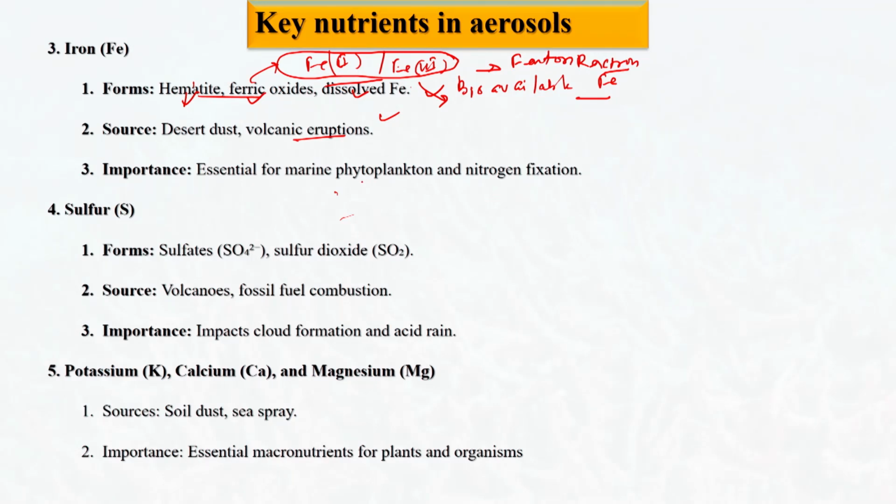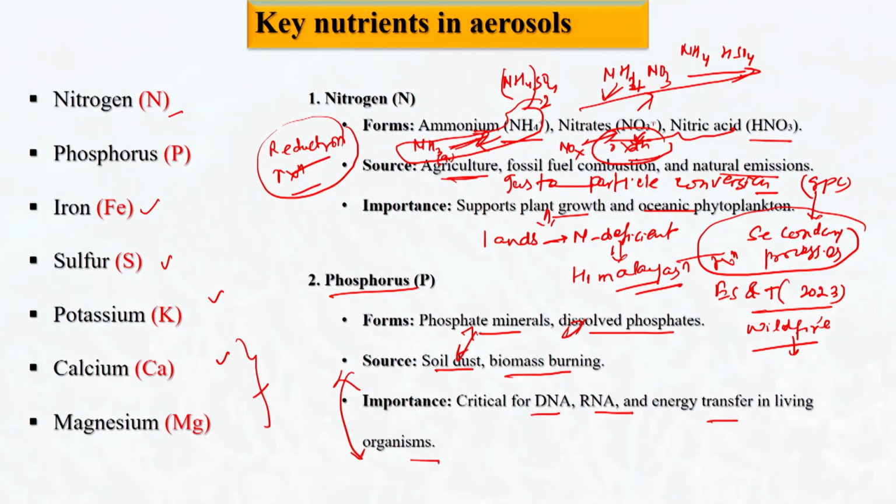The importance is, they are very important for marine phytoplankton and nitrogen fixation. So, this is again really very important. Then sulfur is usually in the form of sulfate and sulfur dioxide. Something you can also talk about is that it could be in gaseous or liquid form, and sulfate, as I discussed, could be in the form of either ammonium sulfate, ammonium nitrate or ammonium bisulfate.